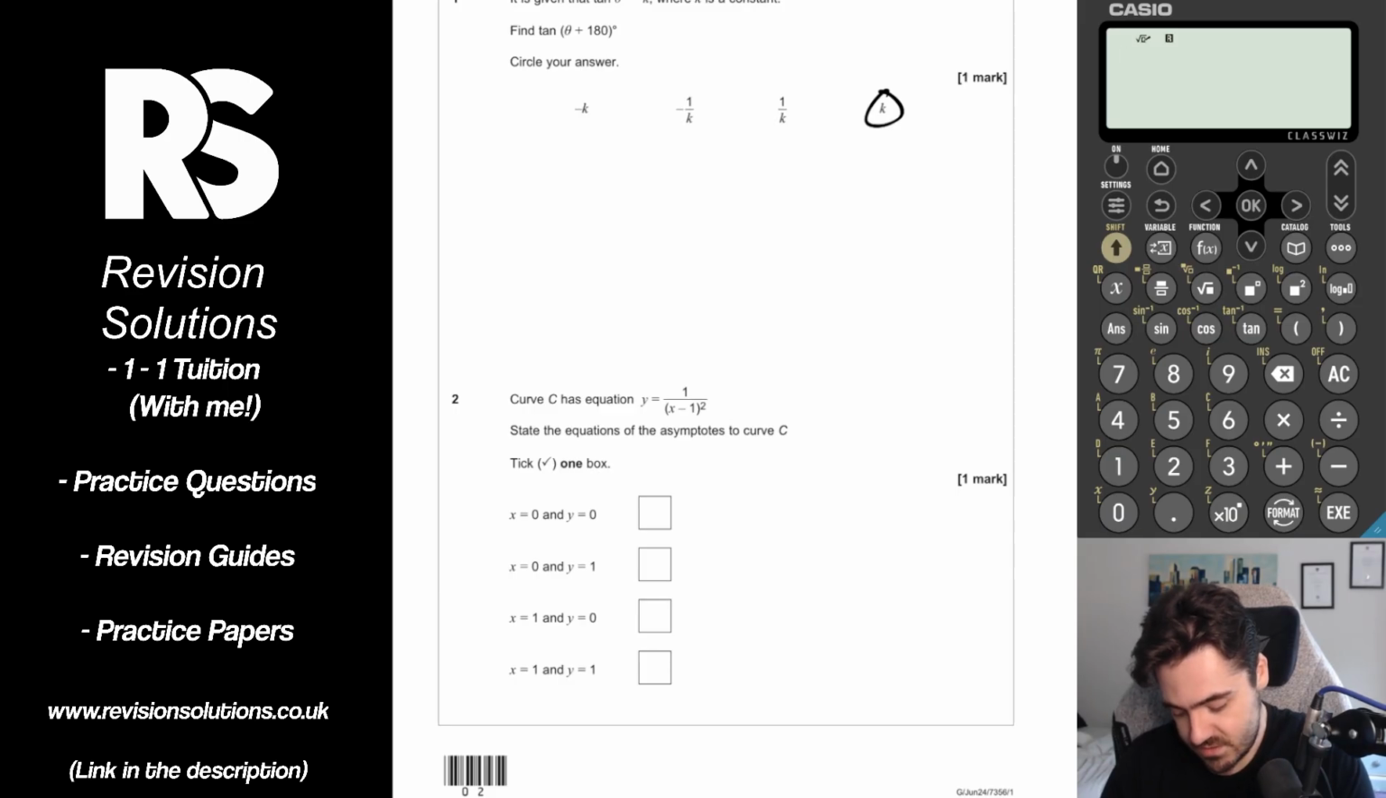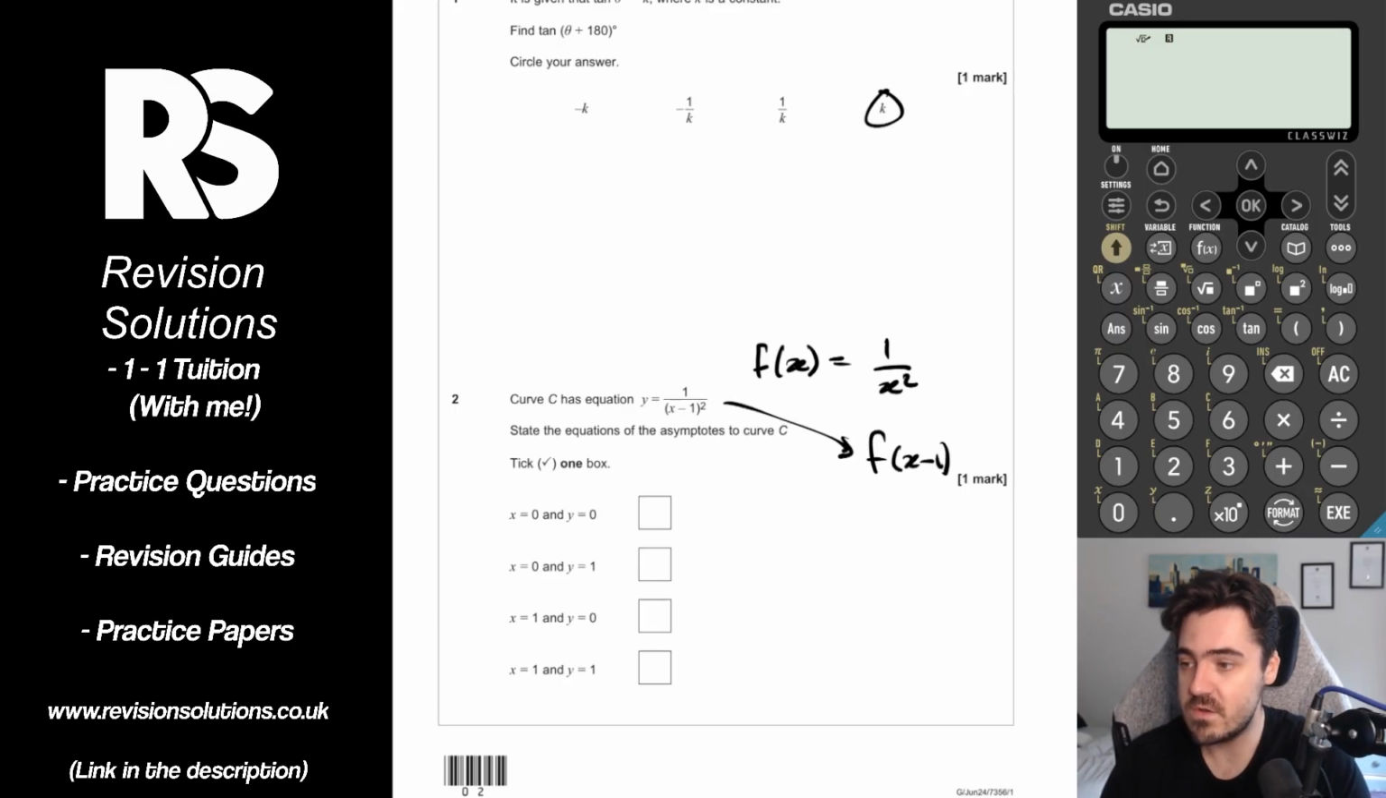Then question 2 says the curve C has equation y equals 1 over (x minus 1) squared. State the equations of the asymptotes of the curve C. So that's just a graph transformation of 1 over x squared. If f of x was 1 over x squared, this is just f of x minus 1, which is a graph transformation that shifts everything to the right by 1. So the normal asymptotes are x equals 0, y equals 0.